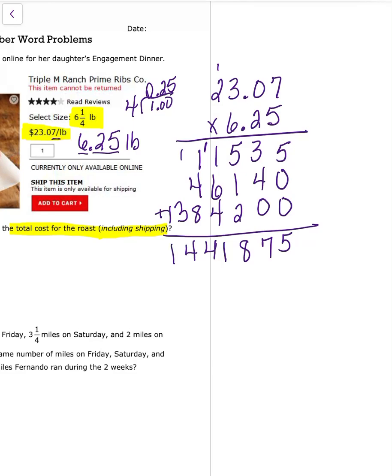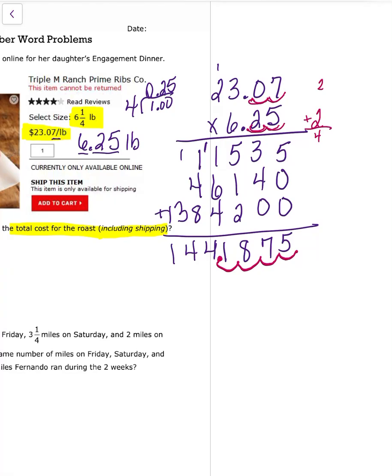All right, so when you finish, look up and see what you got. I still need to put my decimal, right? I have 2 places here, 2 places here. So altogether, that's 4 places that I'm going to have behind my decimal point. Remember, you start at the end and you go 1, 2, 3, 4.